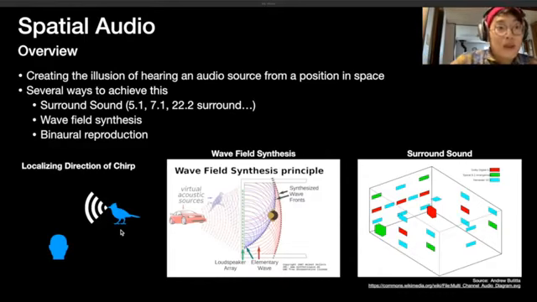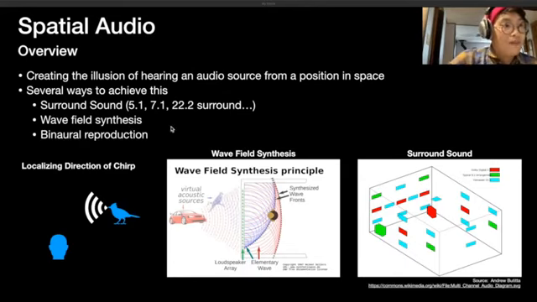So there are a number of ways that this illusion can be created. One really popular way that I'm sure many of us are aware of is through surround sound. And that just refers to having multiple speakers placed in different areas and having different bits of audio mapped to those speakers.